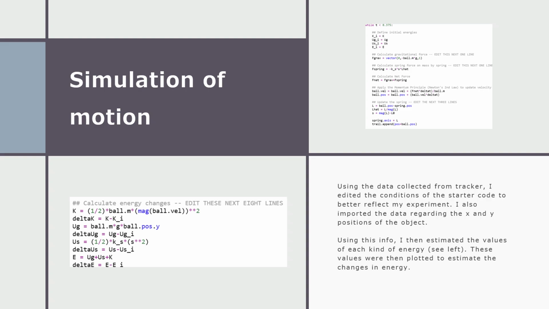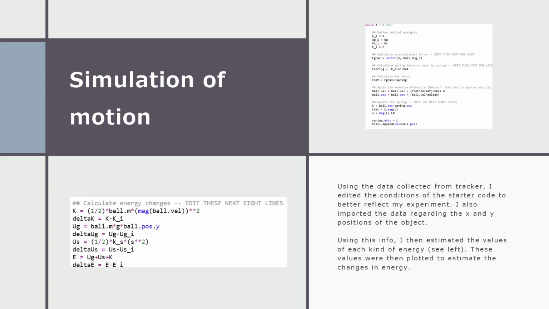So in order to simulate the motion of the spring mass and Earth system, we used these lines of code. So on the bottom left here, I have my calculation for kinetic energy, which is represented by capital K, delta K, which is just the initial kinetic energy subtracted from the final kinetic energy. We have the calculated gravitational potential energy using G and the mass of the ball, as well as the ball's initial Y position. And then again, the delta UG is just the final minus the initial.